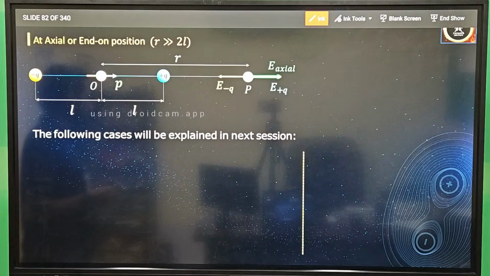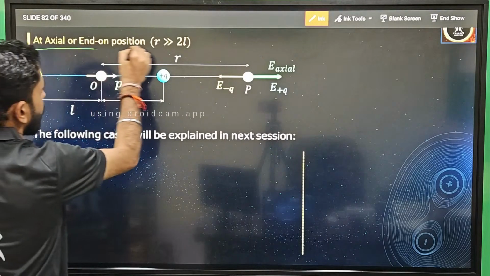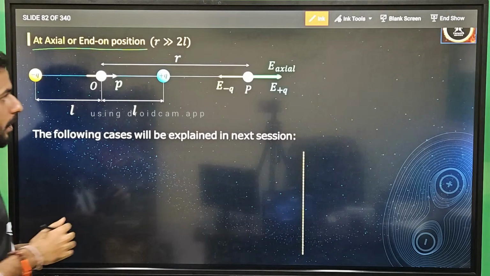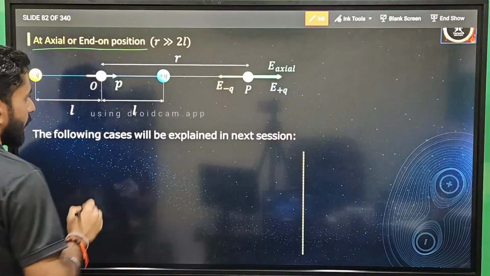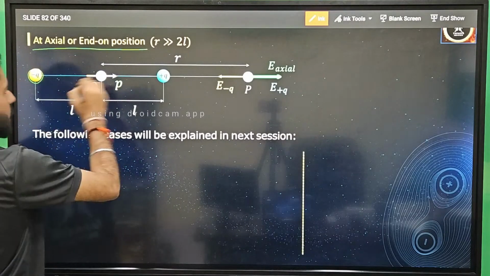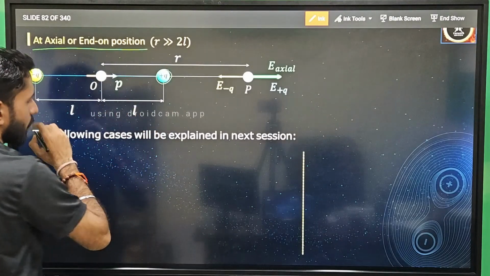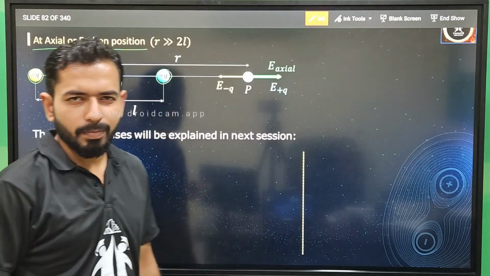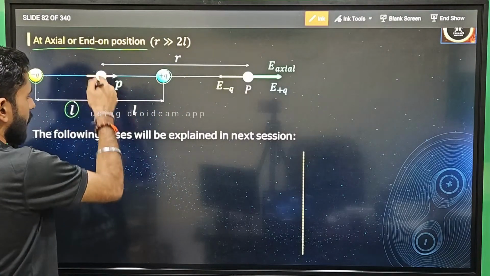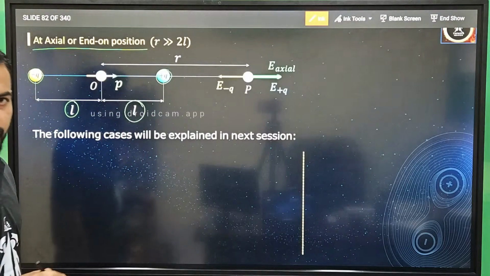We have to calculate the electric field at the axial or end-on position. How will we calculate? See, firstly make a dipole very properly, it has been shown. For calculation purposes, the distance we take between the charges is 2L, so that the calculations become easier. The distance is taken as L to the halfway point, and this is another L.